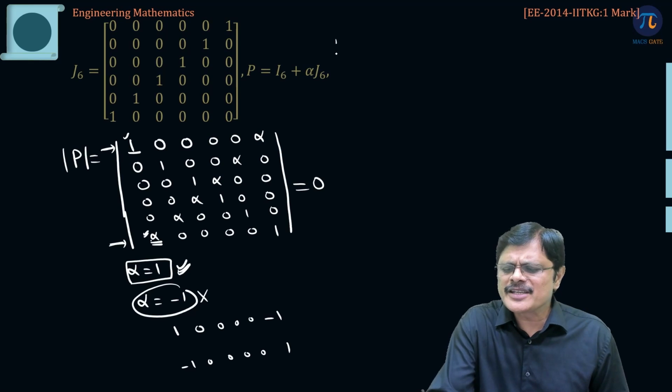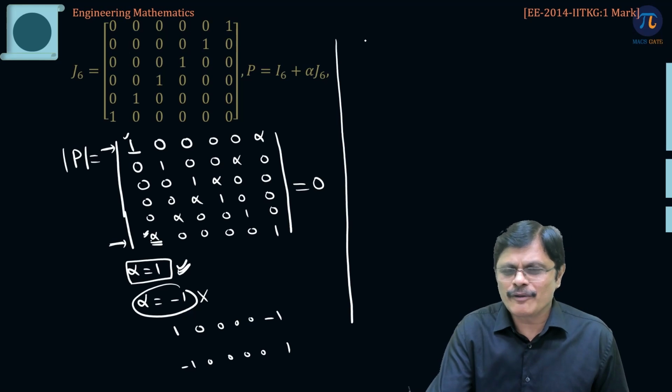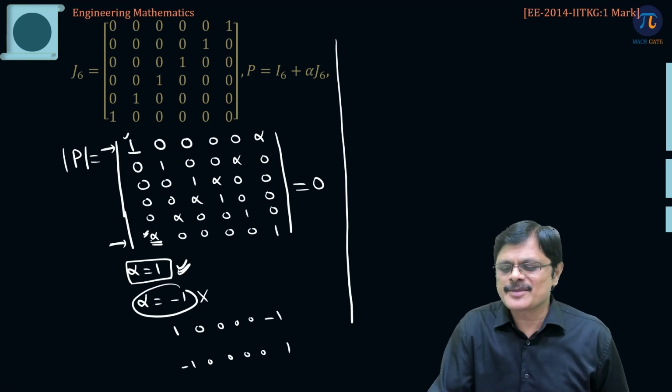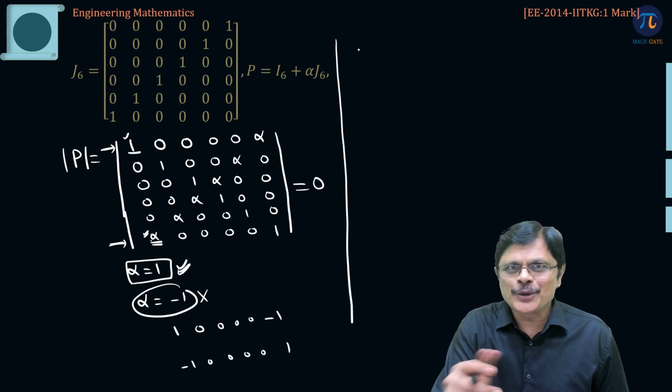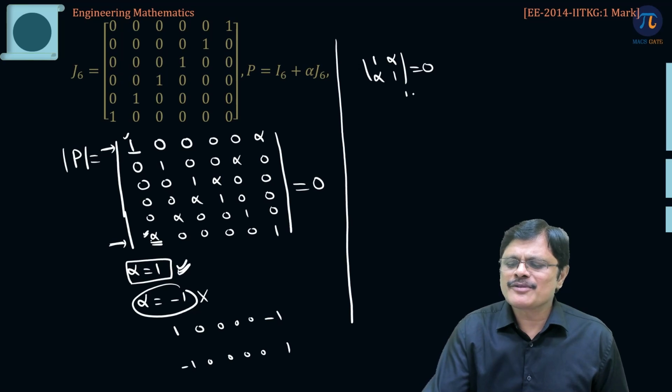The other method which people try is the following. They start with a 2 by 2 matrix. For the 2 by 2 matrix they find a relation, and they generalize it for the 6 by 6 matrix. Like, when you consider the 2 by 2 variant of this, you get something like 1 alpha alpha 1. This must be equal to 0, meaning 1 minus alpha square is equal to 0. This is for the 2 by 2 matrix.